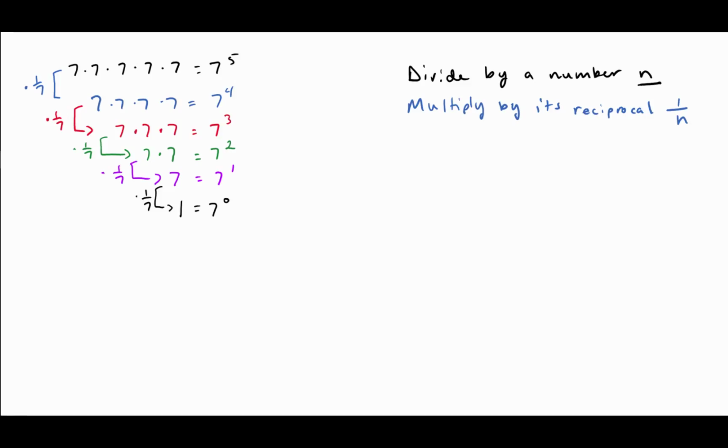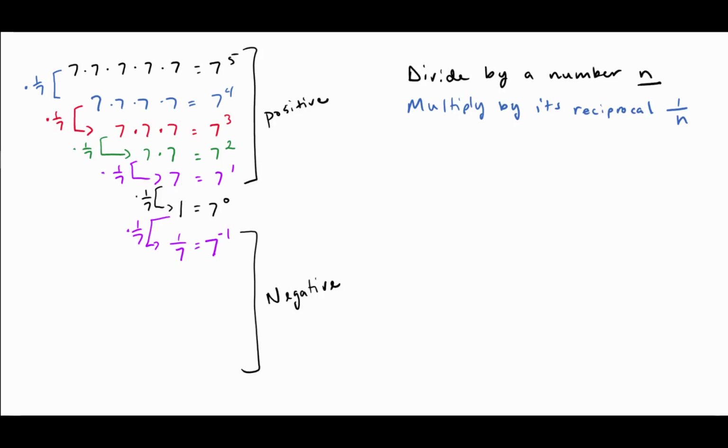Now we've gotten down to kind of our breaking point here. So 0 is the barrier between our positive values and our negative values. So let's see what happens when we multiply, again, just following that same pattern, by 1/7. Again, we've been decreasing by 1 each time with our exponent here. And so we're just following this pattern, and we see that 1/7 is equal to 7 to the -1 power.